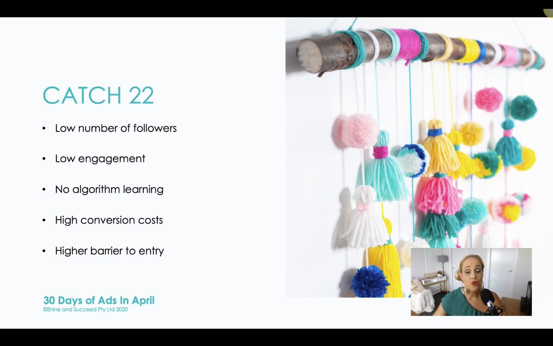If you have a low number of followers, it is likely that you have low engagement on your page. If you have low engagement on your page, that means that the algorithm is not being fed what it requires in order to learn where your ideal customers are and how to find them. So if you do then start running ads to your lead magnet for your list building or for your webinar, you are going to pay through the roof for your conversions.